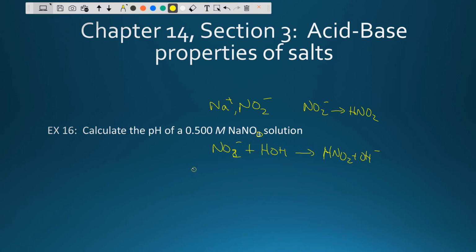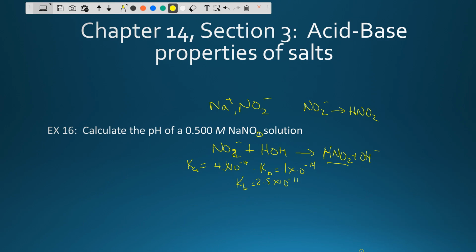Now, if I look this up, my Ka value for my nitrous acid ends up being 4.4 times 10 to the -4. That times my Kb is going to give me my 1 times 10 to the -14. And so my Kb for this equation is 2.5 times 10 to the -11. Okay, that's for this component right here.